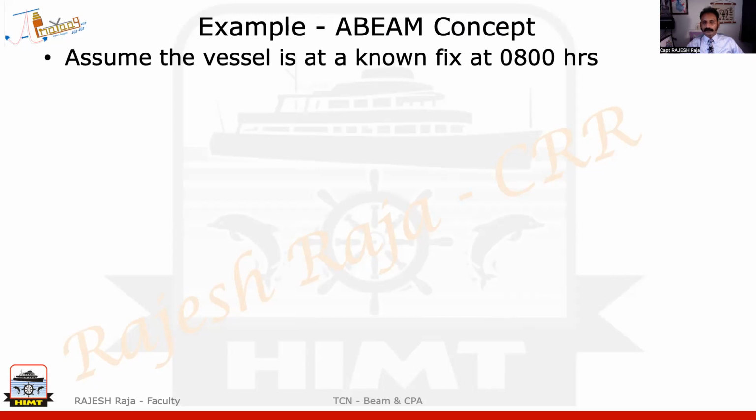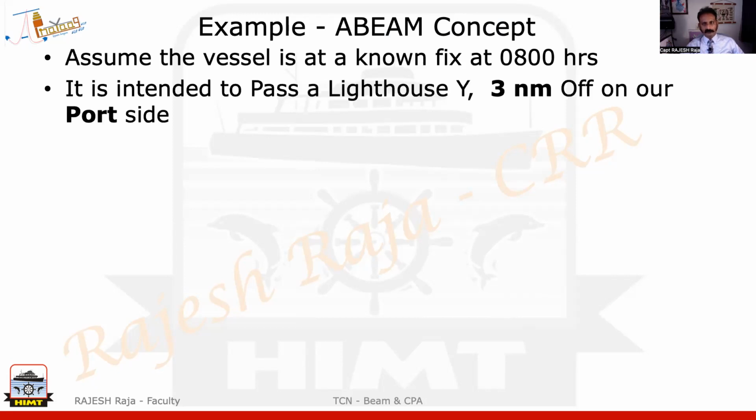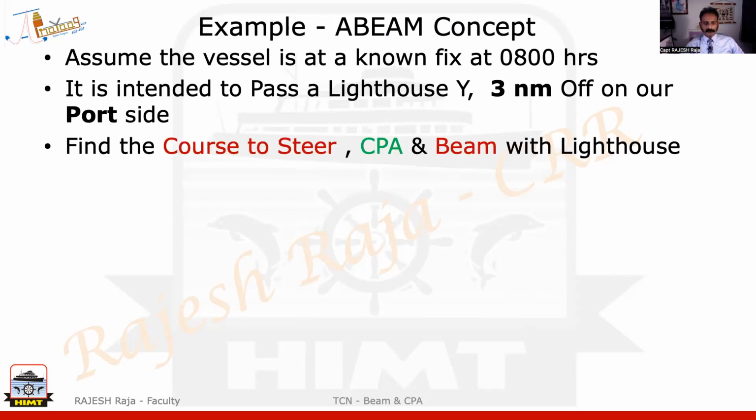Let us say that somebody has given me a fix at 8 o'clock with some method, doesn't matter. He says that from this fix, I have to pass a lighthouse Yankee 3 nautical miles off on my port side. So the lighthouse should be 3 nautical miles off on my port side. That means you should not go any closer than 3 nautical miles. He's asking you, find the course to steer to make this happen. And please tell me what is CPA, what is beam with the lighthouse.